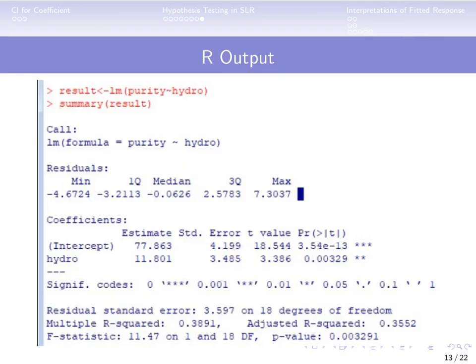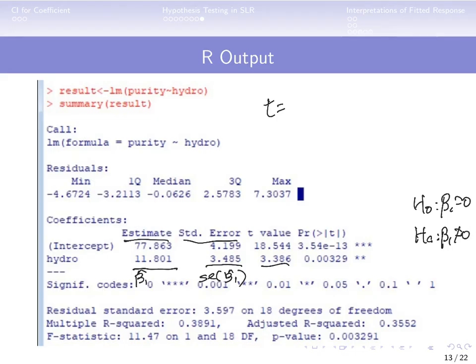So let's just take a look at some R output. This is the same data set that you saw in the tutorial. Just a few things to mention, right? That value over here, 11.8, that's beta 1 hat. This under standard error, right? That's the standard error of beta 1 hat, 3.485. This is the t statistic. All these tests that you see in R, right, are testing whether the slope is 0 or not.